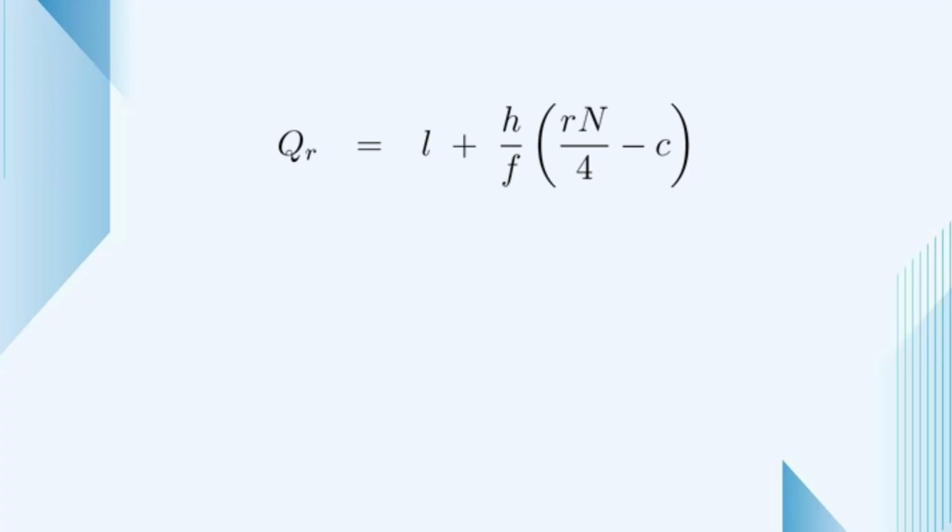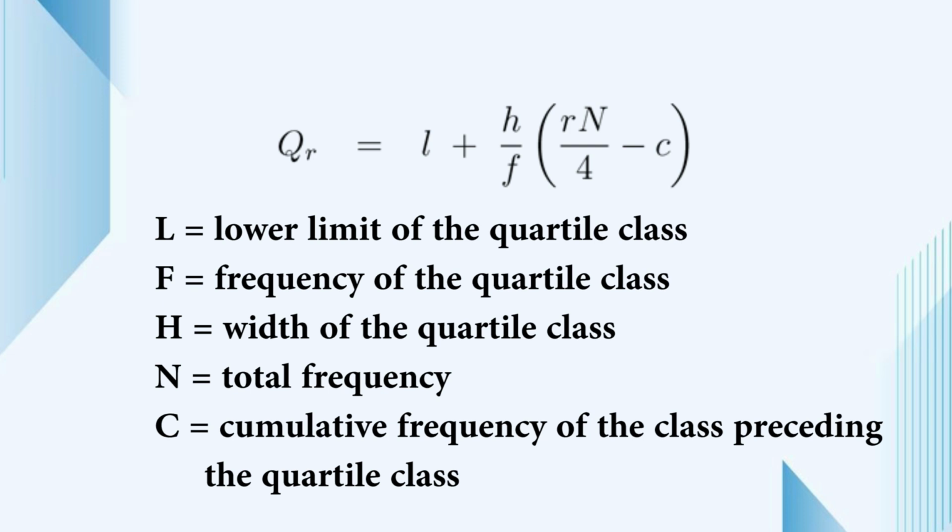Once the quartile class is identified, the quartile is obtained using the interpolation formula given by quartile is equal to L plus h by f into (r n by 4 minus c), where L is the lower limit of the quartile class, f is the frequency of the quartile class, h is the width of the quartile class, n is the total frequency, c is the cumulative frequency of the class preceding the quartile class.